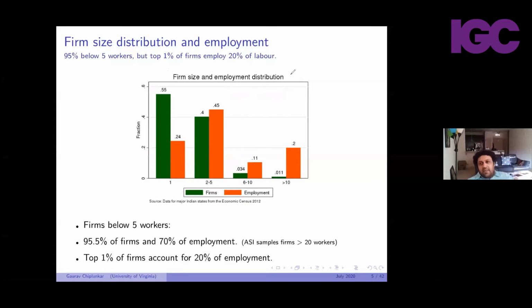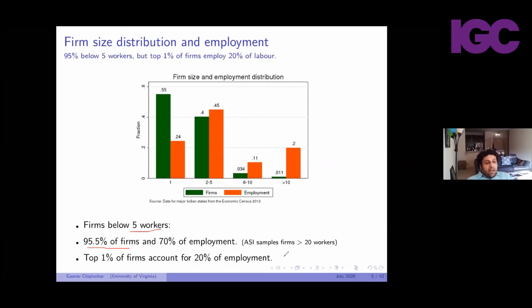It's not formal in the sense they're not registered with the government. They are, out of all of these, not completely out of it, but they have more frictions and challenges to access government resources. And so that's something we want to think about, right? Just to give you a comparison, below 5 workers is almost our entire firm distribution. So 96% of our firms are below 5 workers.